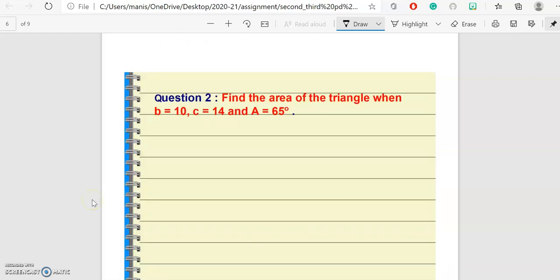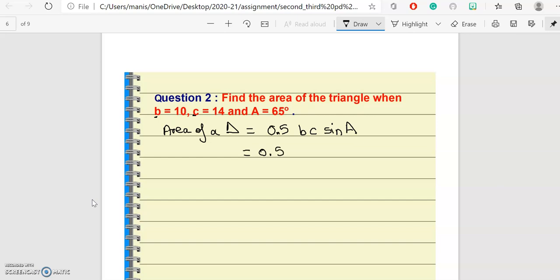Find the area of the triangle when B is equal to 10, C is equal to 14 and A is equal to 65 degrees. So first of all I will write my formula. Area of a triangle is equal to 0.5. Now I don't know which formula I will use, so I will go back and look in the question. They gave me B, C and the included angle A. So I will write my formula: 0.5 BC sine of A.